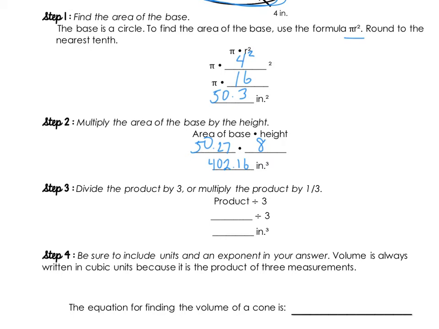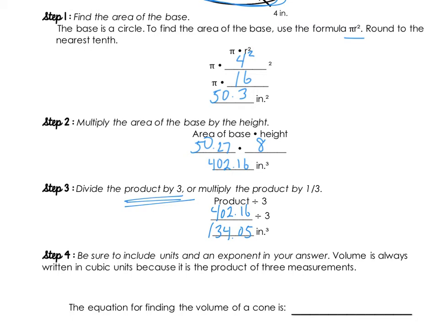So let's say, yep, here we go. So we'll have our 402.16, and we divide that by 3, which turns out to be 134.05. Right. So this part here is really important.